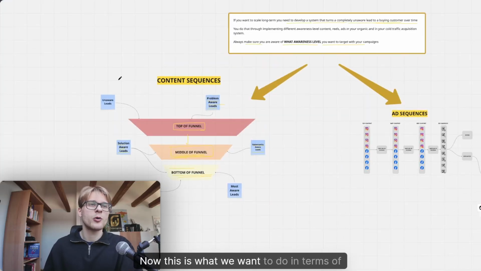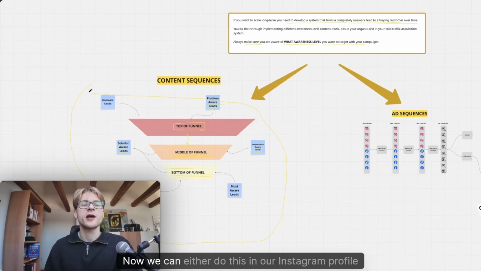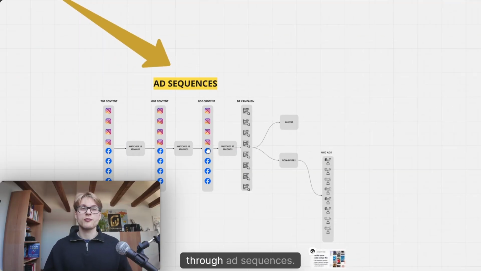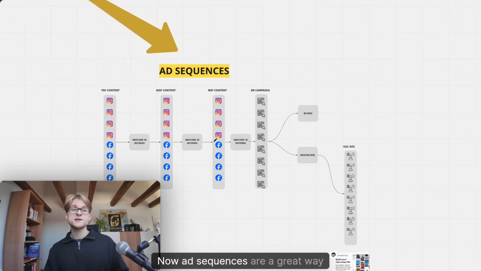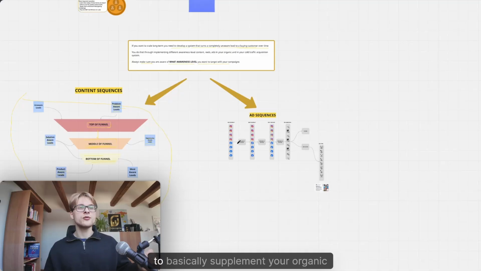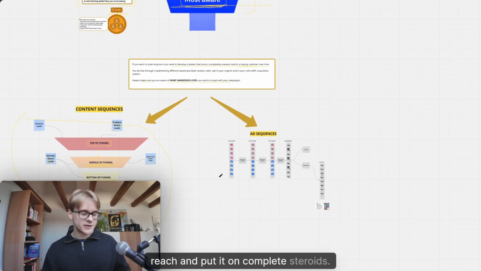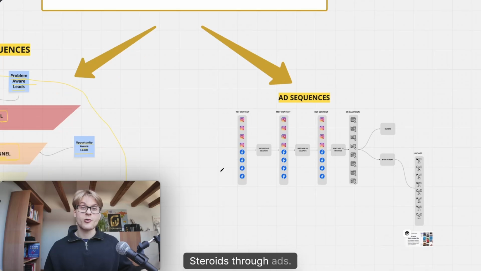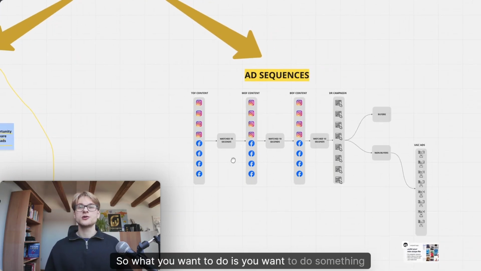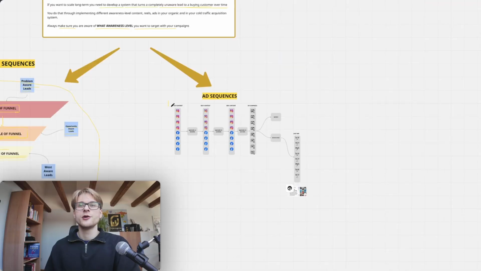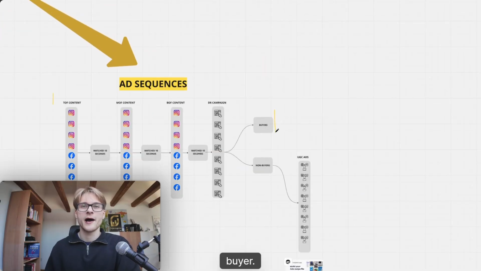Now, this is what we want to do in terms of content. We can either do this in our Instagram profile, or we can copy this exact structure and do it through ad sequences. Ad sequences are a great way to supplement your organic reach and put it on complete steroids through ads. So what you want to do is something called an ad sequence, where you turn a completely unaware customer into a hopefully buyer, right?